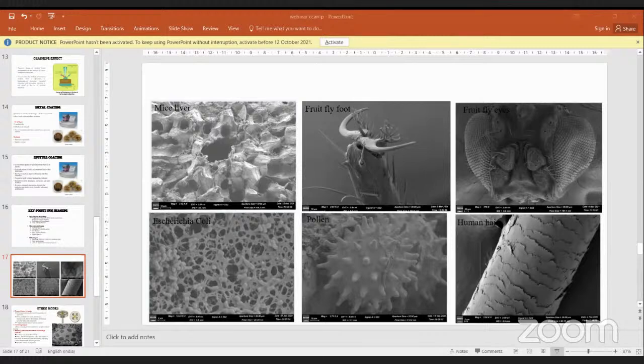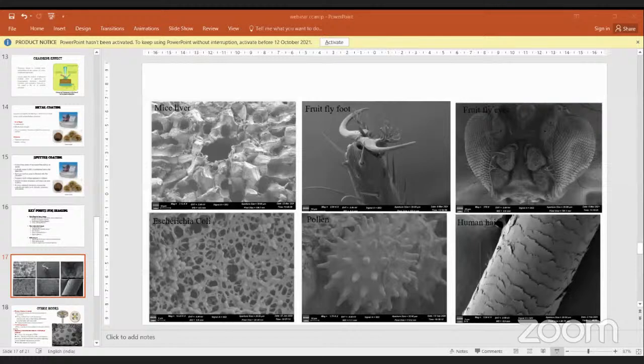The contrast is based on the atomic number. The higher the atomic number, the brighter the image will be, and for a lower atomic number, the image will be dark. Second, we have the variable pressure mode, which allows non-conductive samples without coating. Earlier, we had the problem that the sample had to be coated, so we had to go for sputter coating. But in variable pressure, we can go for non-conductive samples and hydrated samples.